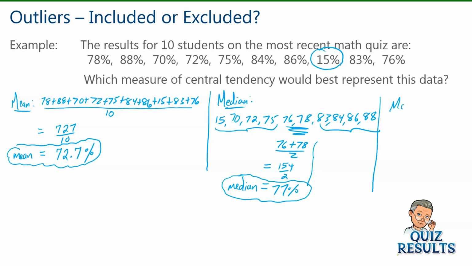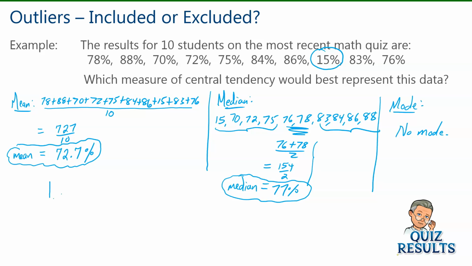Our mode? Are there any quiz scores that repeat? The answer is no. Therefore, there is no mode. We have a choice then between 72.7% and 77%. And the question is, which of these two values should we use to indicate the class average?